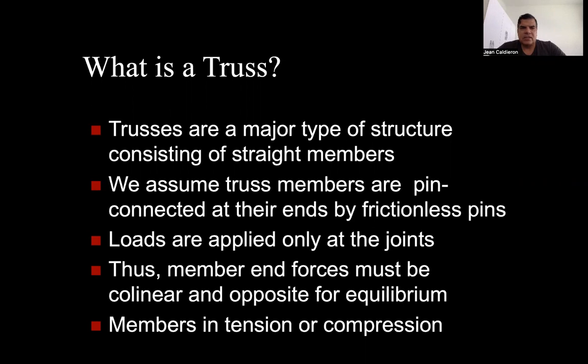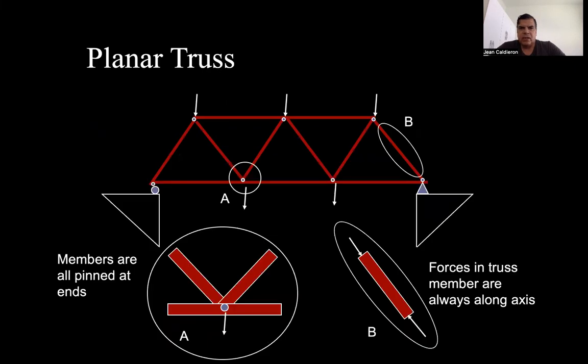We know that a truss is a type of structure that normally has straight members. We imagine that the members are pin connected, that there is a pin that connects them and it is frictionless. The loads usually are applied only at the joints. Members and forces need to be collinear and opposite for equilibrium, and members in tension or in compression are present in the truss. When we calculate a truss, we imagine that the truss is two-dimensional, like planar.